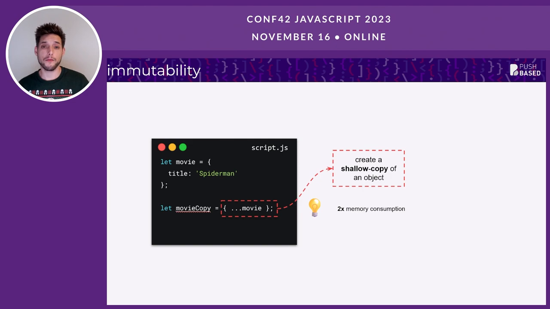Then we have the case of immutability. Whenever you create a copy, for example, of the object we have created before, then we create a shallow copy, which says, okay, we have to copy all the primitive values. In this case, we will consume twice the memory as before, because movie copy is now its very own copied object and not a reference to the other one anymore.